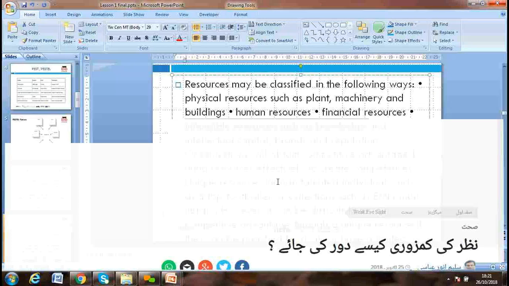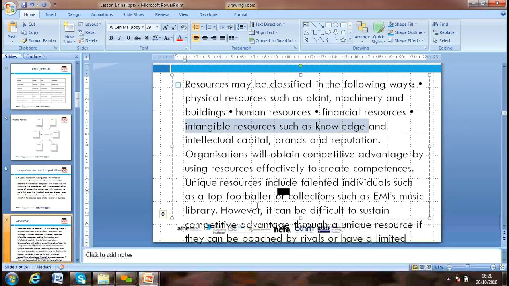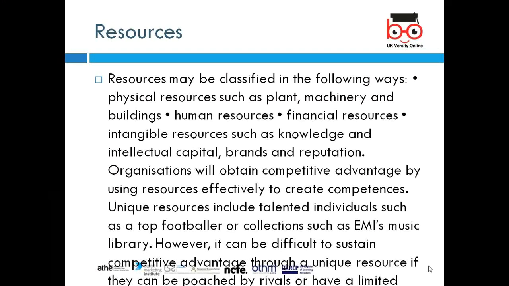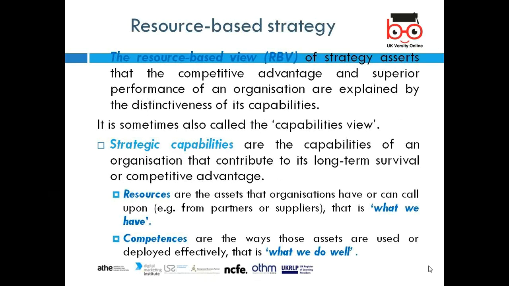So next, we look at intangible. Whatever industry we are in, we always need to look at these resources, and we need to manage them, tangible and intangible. Next we're looking at resource-based strategy, the resource-based view model, which is a part of your syllabus.